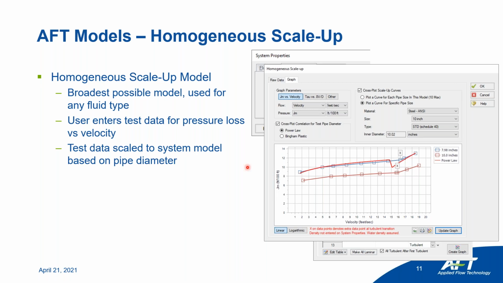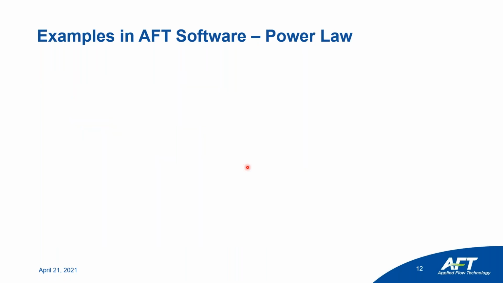So now that we've talked through these few different models that AFT software offers, we're going to go ahead and talk about some examples and look at these models in action in AFT software. So our first example we're going to look at is for a power law fluid, and specifically we're going to look at our non-Newtonian phosphates pumping example. This is a default example installed with Fathom that you can use for whatever you want.